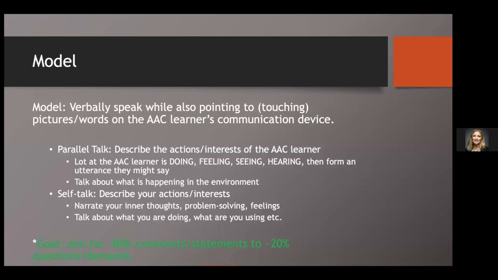Okay, so the next one is model. So we keep reiterating this. You're going to verbally speak while also pointing to or touching the pictures on the communication device. Many of us, especially if you're a speech pathologist, are trained to do parallel talk and self-talk. That's basically talking about what's happening in real time, the things that you're experiencing and seeing. It might be a feeling, you might be sad, or excited. You might see somebody running. Self-talk is talking about what you're feeling and seeing. Parallel talk is where you're talking about what the other person is hearing and seeing.